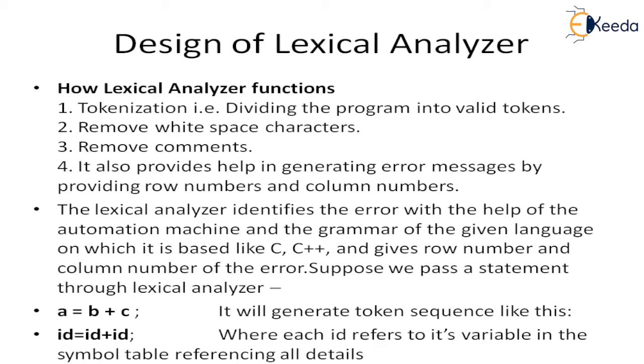So this lexical analyzer identifies the error, which helps with the automation machine and the grammar of the programming language on which it is based, like C++, and gives the row number and column number of the error. Suppose we pass the statement A is equal to B plus C to the lexical analyzer. It will generate the token sequence like this: ID is equal to ID plus ID, where each ID refers to a variable in the syntax.